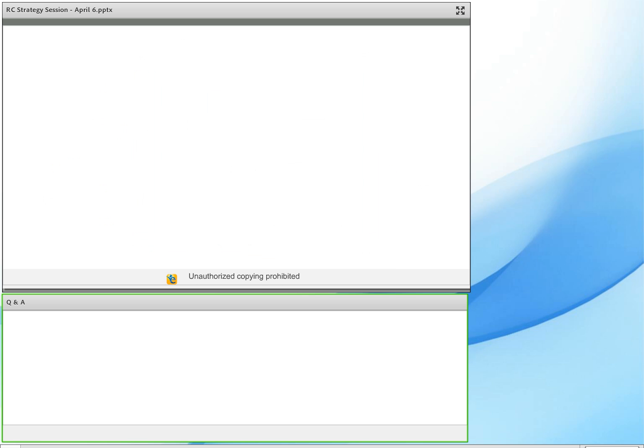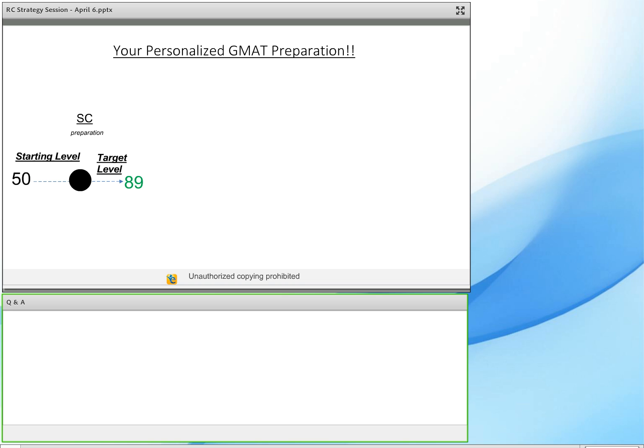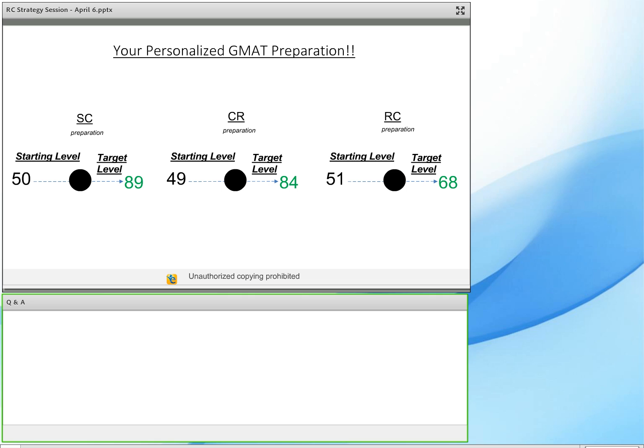So when this happens, your GMAT preparation becomes this. Starting from a starting ability of 50 percentile in sentence correction to almost a 90 percentile in sentence correction. Similarly in CR and RC as well. And those are the abilities that you need to aim for, and not worry about that 720 score, because if you hit these abilities, you will hit that 720 score.